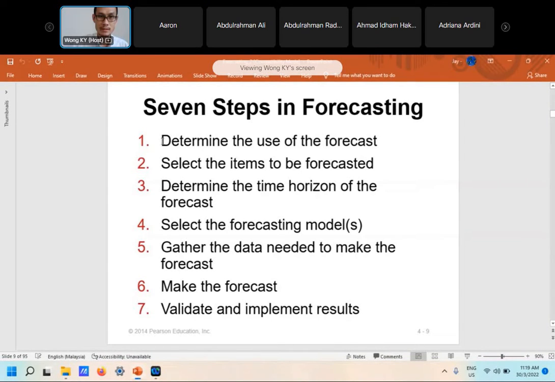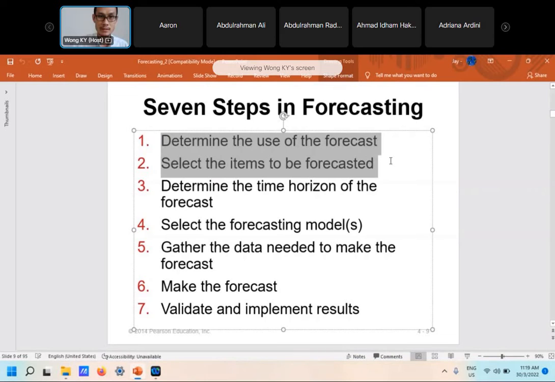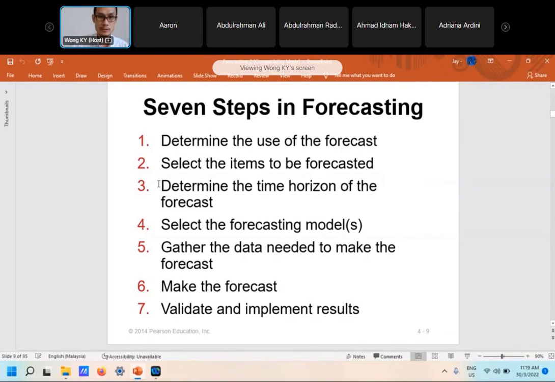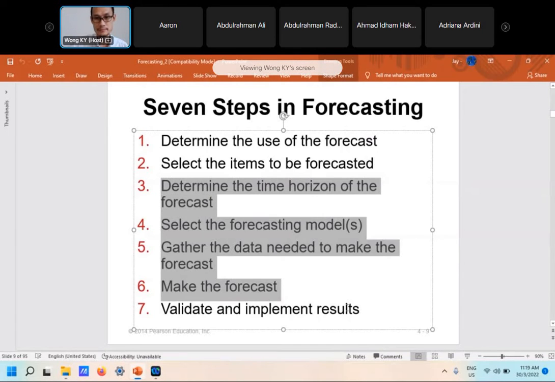Now, the first two steps, actually, you don't have to do it. Determine the use of the forecast, select the items to be forecasted. Okay, I already explained this. The items to be forecasted are actually the customer demand. Okay, so the steps that you have to know is actually starting from step 3 until step 7, where you have to determine the time horizon of the forecast. Okay, and then you have to select the forecasting models that you want to use. Later, I will go into more detail about the different types of models that you can use.